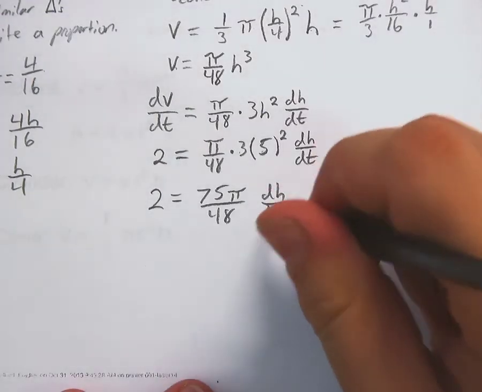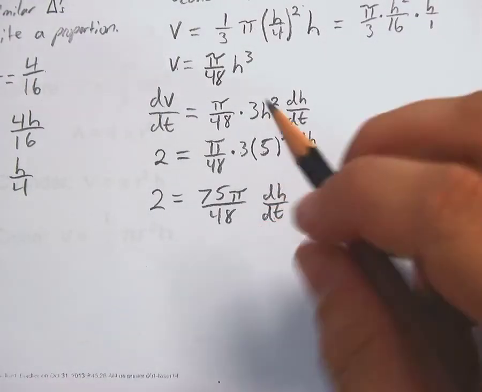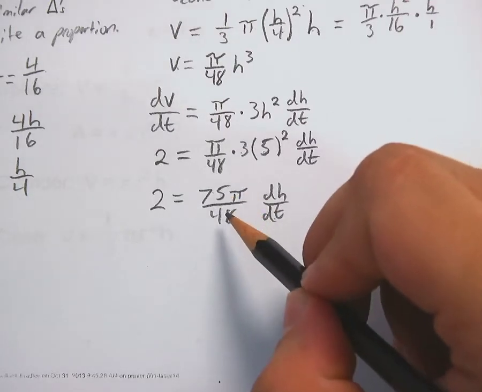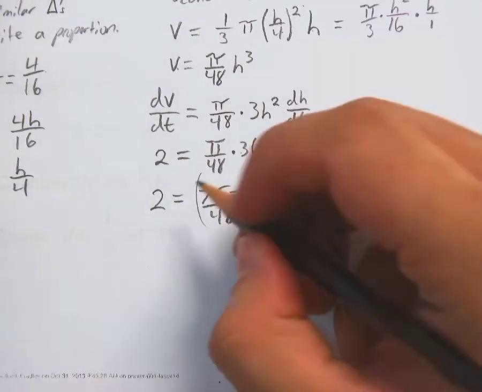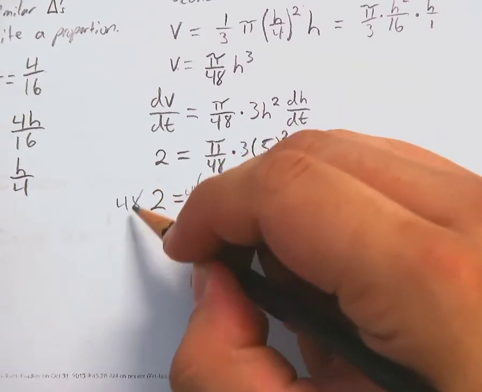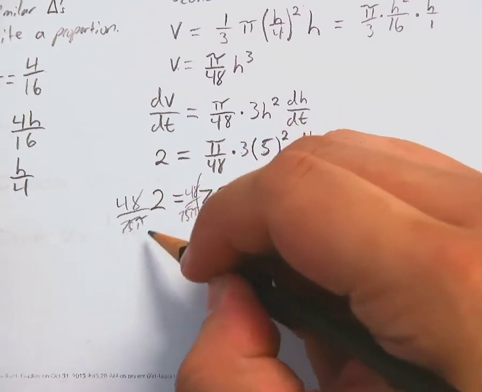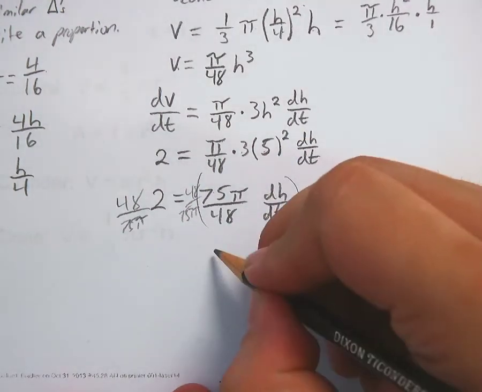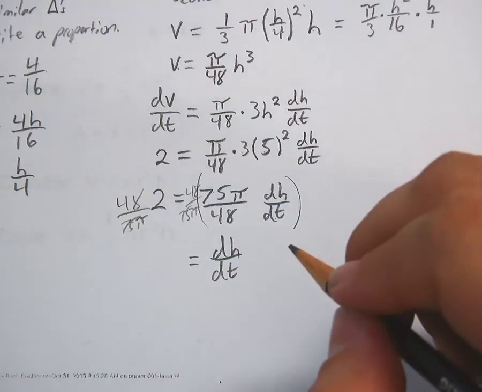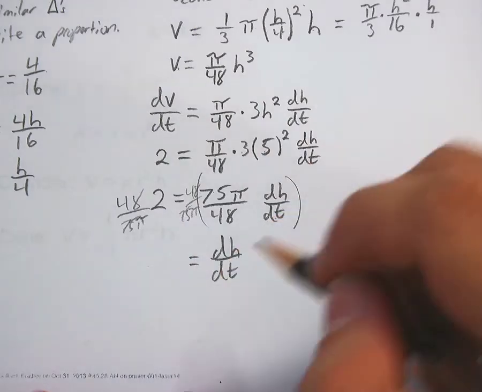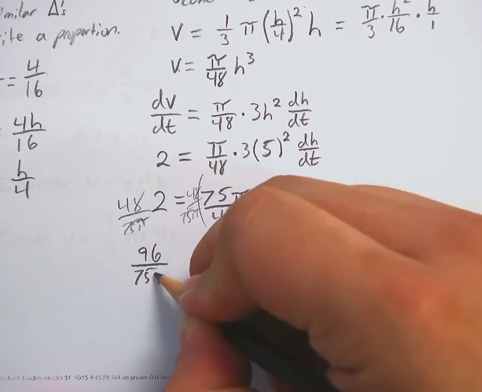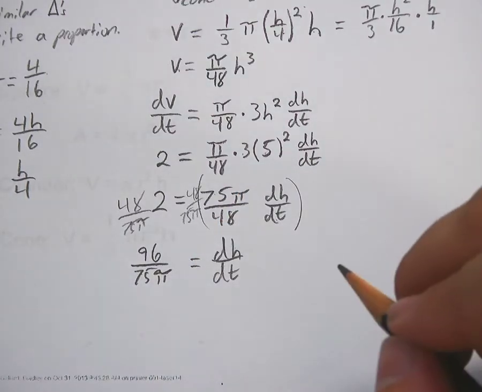So I want to get dh dt by itself, so I'm going to multiply the 75 pi over 48 by the reciprocal here, 48 over 75 pi, to both sides. And I'm going to get dh dt is equal to 48 times 2. It's going to be 96 over 75 pi. This can simplify down quite a bit.